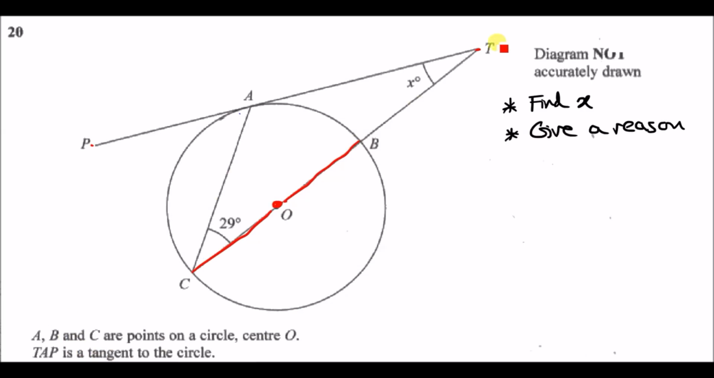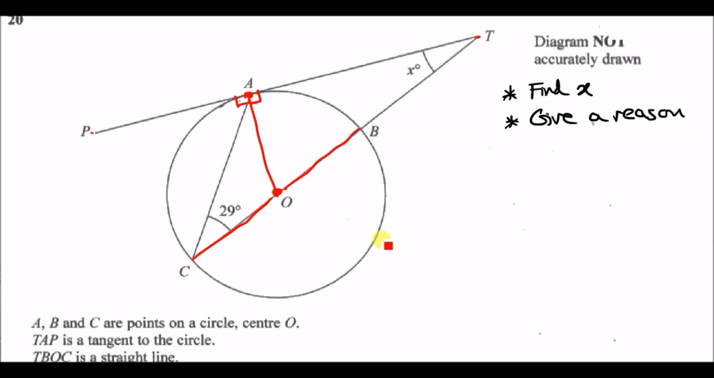So here's TAP. Now when you have a tangent, this is literally important. Always connect a line from the tangent to the center of the circle, because immediately we're going to have a right angle on both sides. So this is a default reason, yeah?